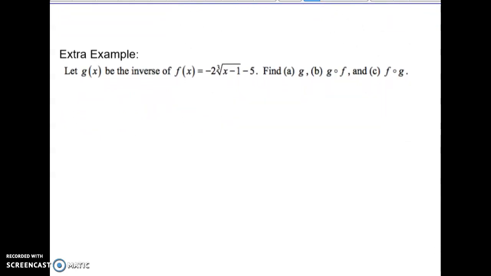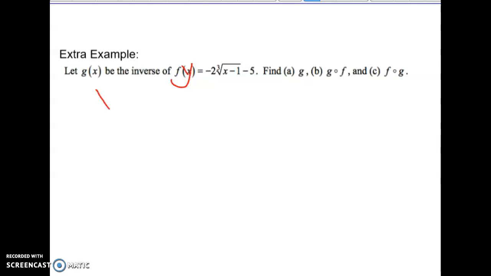Extra example. Let g of x be the inverse of f of x equals negative 2 times the third root of x minus 1, minus 5. Okay, so what am I going to do? I'm going to swap the x and the y. This is going to take some thought. So let's make this into a y, and I'm going to swap them.